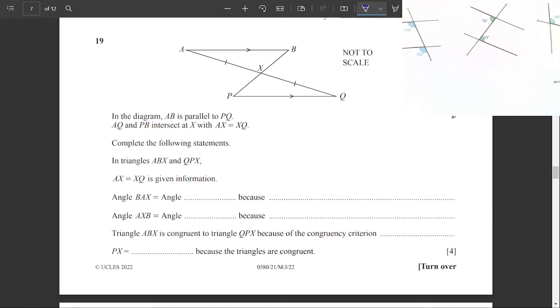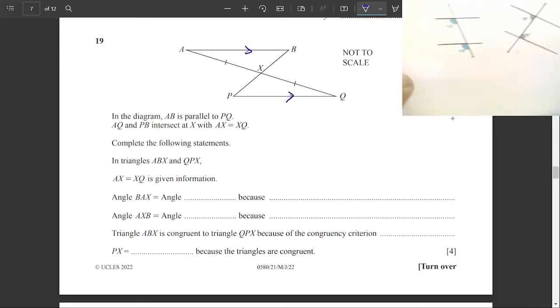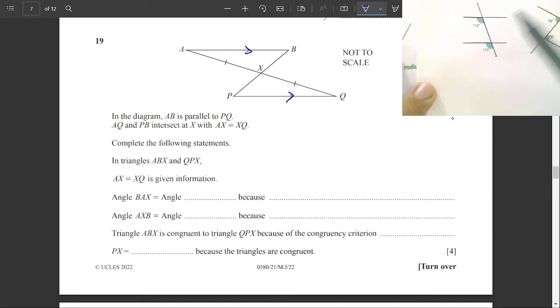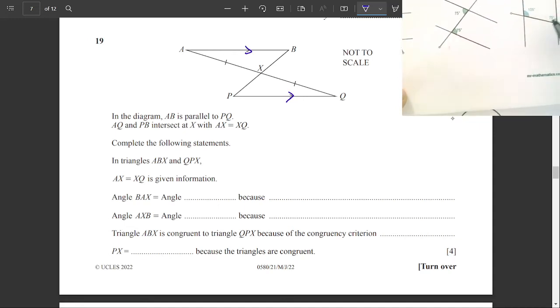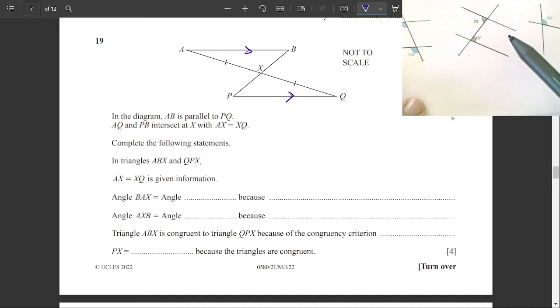Question 19. Let's look at all the information carefully. In the diagram, AB is parallel to PQ. AB is parallel to PQ. So again, we're going to look for either corresponding F angles, alternate Z angles, or co-interior angles. Keep that in mind.